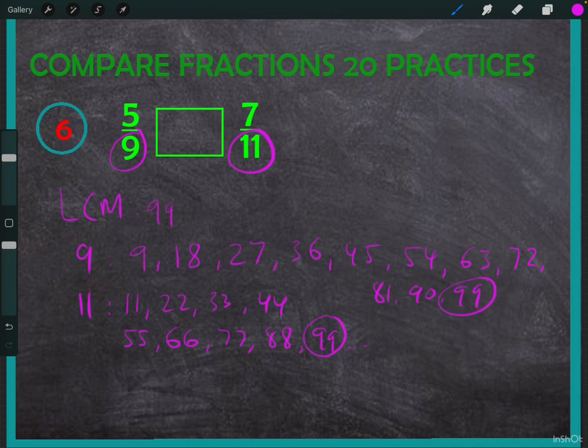From here, we will convert the two original fractions into two new fractions with the denominator 99. For the first fraction, we must multiply 9 by 11 to get 99, and also we must multiply 5 by 11 to keep the fraction equivalent. 11 times 5 is 55. For the second fraction, we must multiply 11 by 9 to get 99, and we must multiply 7 by 9 to keep the fraction equivalent. 9 times 7 is 63.